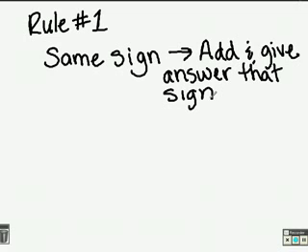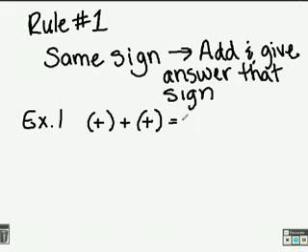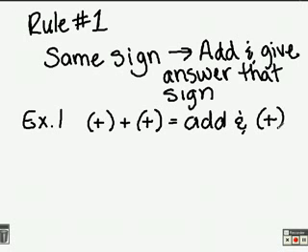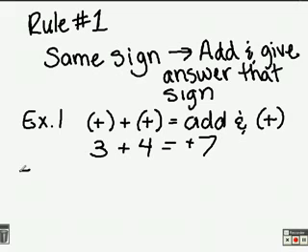And I gave you 2 examples in your notes. Example 1, let's say, I just used pluses and minuses. So a plus a equals a, you add and give it a plus. Okay? And then we can put numbers in there. 3 plus 4 was our example, equals a positive 7 because these are both positive numbers.